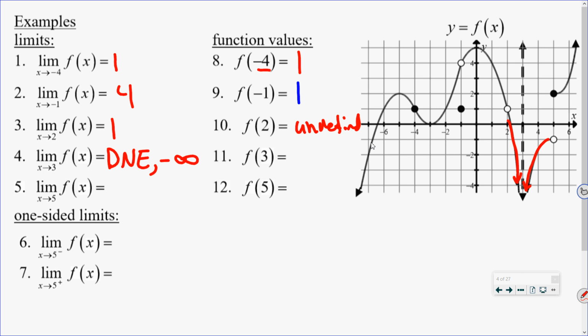If I try doing f of 3, it's also undefined. Or again, you can put it does not exist if you want to. There is no value. When x is 3, there is no y value. Okay, let's do 5. As x approaches 5.